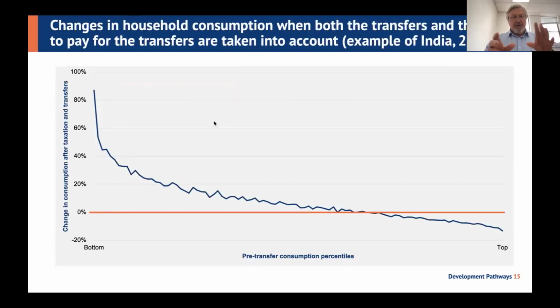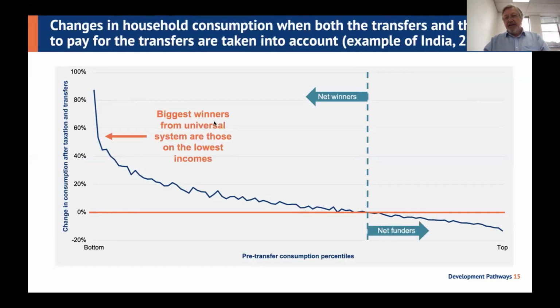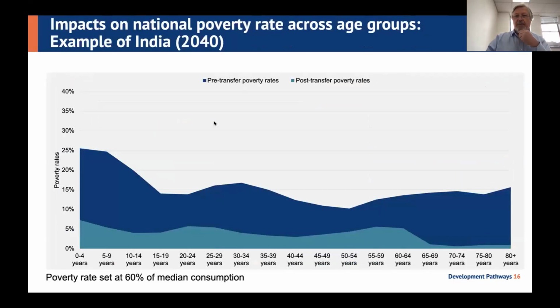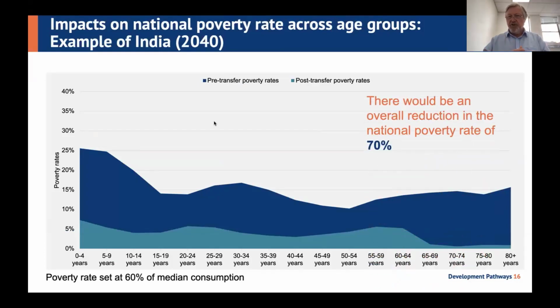If we look at the kind of graph I was showing before, you can see the distribution and the cutoff. It's a very similar example where we'd find the net winners. Particularly the biggest net winners would be the poorest, and the net funders would be those in the top 30%, the richest. So we find good reductions in inequality from this. The Gini coefficient would fall overall by about 14%, and poverty rates would reduce by about 70%. So a massive reduction.